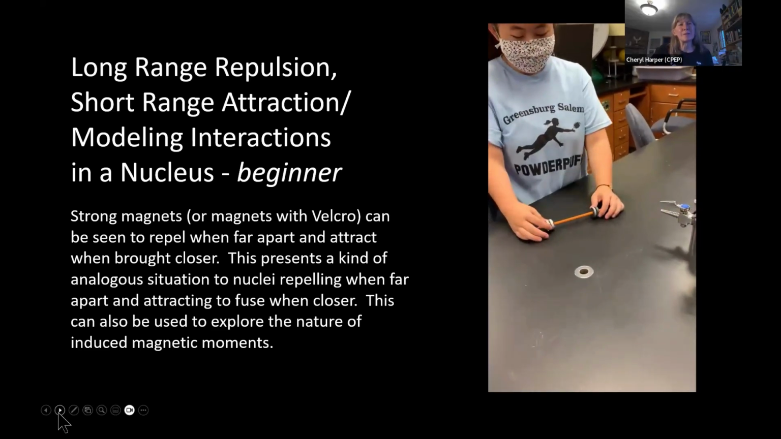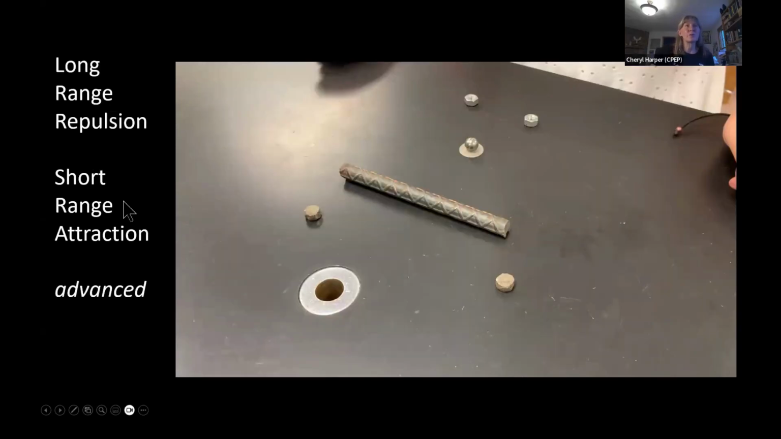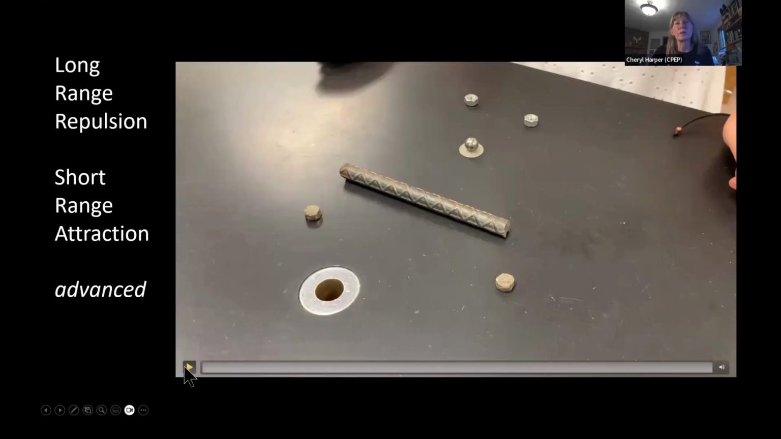All right, so that is the simple version, mainly either a starting point or for younger students. And then there's another activity called long-range repulsion, short-range attraction. And this one is honestly one of my favorites for doing with students when we're talking about electromagnetic fields and magnetism. But then you can pull in the idea that it's very similar to the difference between the electrostatic repulsion and the strong nuclear attraction.